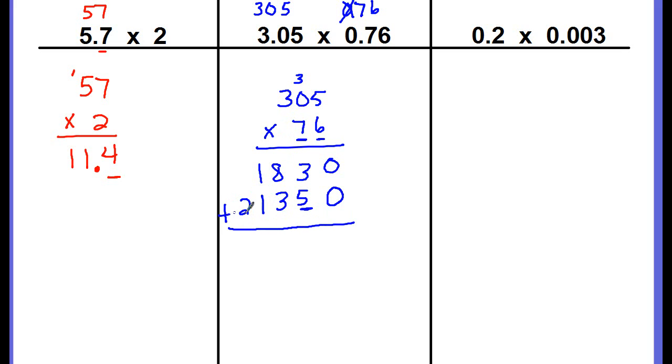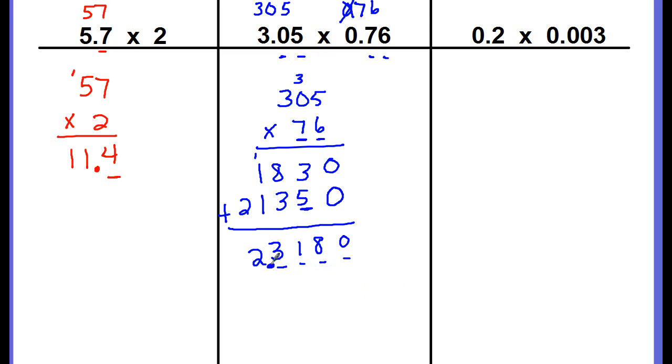And now we add them up. We've got them nicely lined up. 0, 8, 11, carry a 1. This becomes 3, 2. Alright, now we go back and count our decimal places. Here's 1, 2, 3, 4. So we need 4 decimal places in our answer. 1, 2, 3, 4, and then place your decimal point.